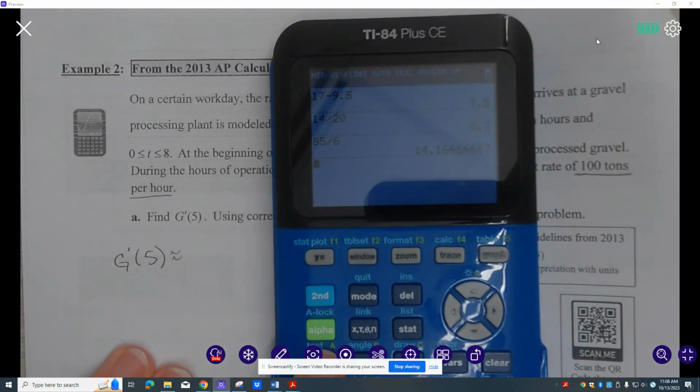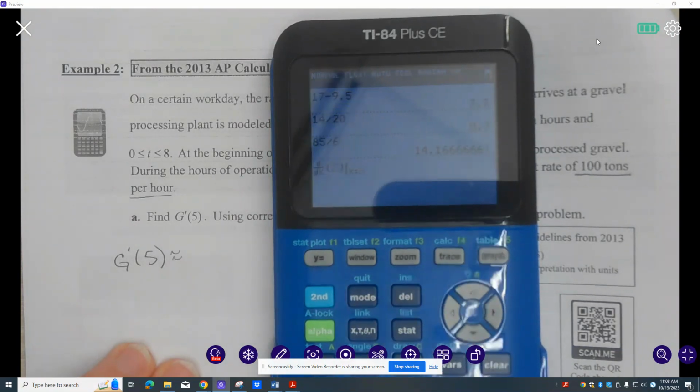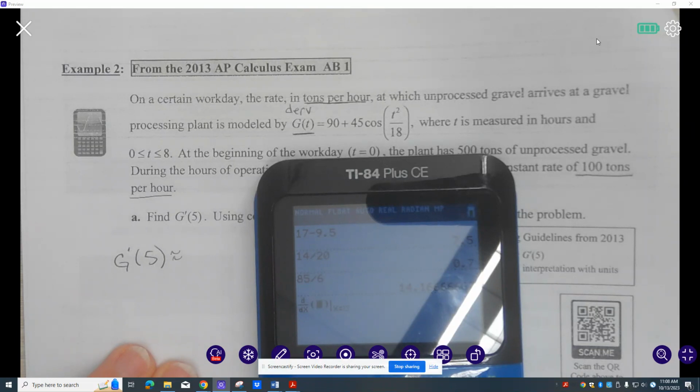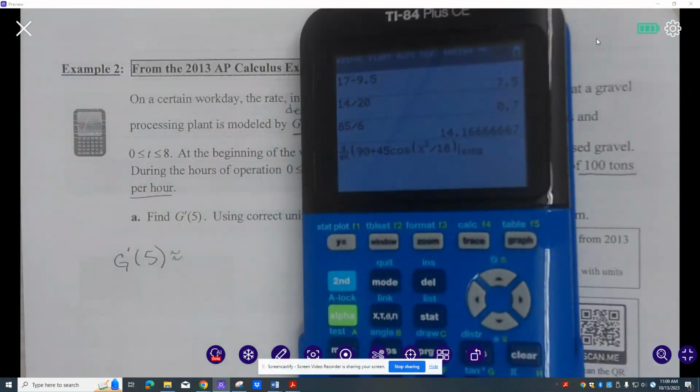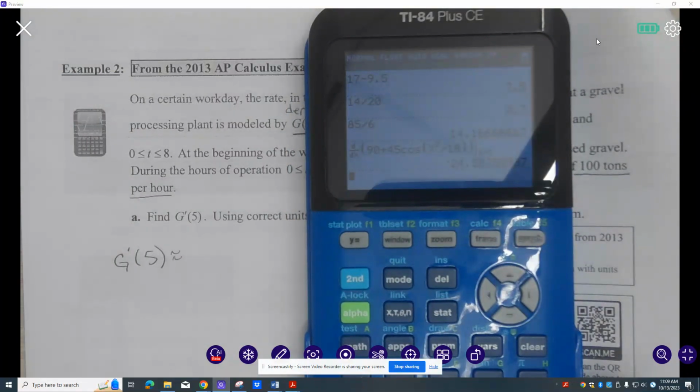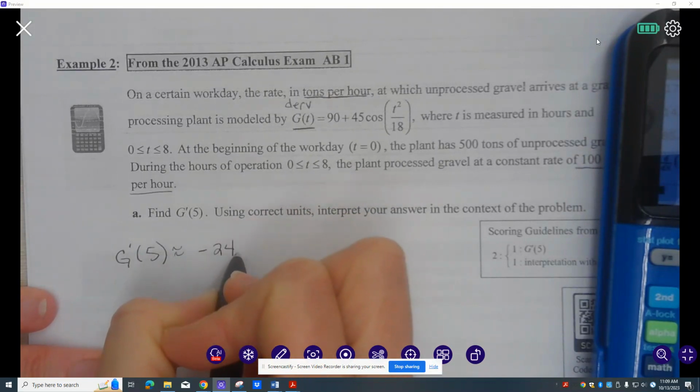So you want to do math 8 and deriv with respect to x. Hopefully you are in radian mode. Hopefully I'm in radian mode. And then you want to input that function 90 plus 45 cosine parenthesis. Actually I already had a parenthesis there. Let me delete that. Parenthesis x squared divided by 18 at 5. Okay, so type your function in. That's a little bit tricky to see. Hit enter, and you should get approximately negative 24.